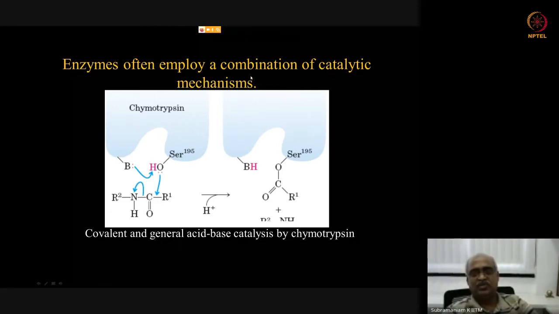So the main point here is that enzymes often employ a combination of catalytic mechanisms. We have seen three catalytic mechanisms. One is general acid-base catalysis, where the active site group either donates or accepts a proton, and by doing that, it stabilizes an otherwise unstable intermediate. The second is covalent catalysis, where a covalent bond is transferred from the substrate temporarily to an active site residue in the enzyme, and that is energetically more favorable than converting the substrate directly into product. And the third is metal ions. Here is an example where we find the first two being used in a single reaction, but there are some enzymes where all three are used.